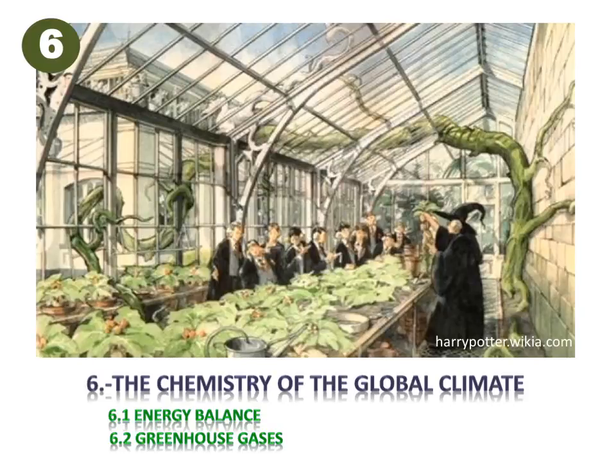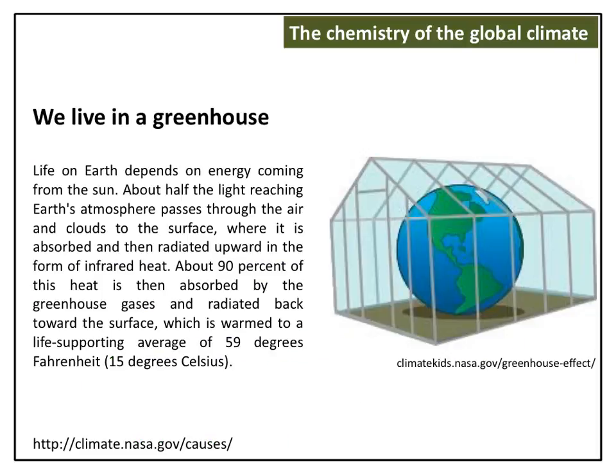The chemistry of the global climate. We live in a greenhouse. Life on Earth depends on energy coming from the sun. About half the light reaching Earth's atmosphere passes through the air and clouds to the surface, where it is absorbed and then radiated upward in the form of infrared heat. About 90% of this heat is then absorbed by the greenhouse gases and radiated back toward the surface, which is warmed to a life-supporting average of 59 degrees Fahrenheit, 15 degrees Celsius.